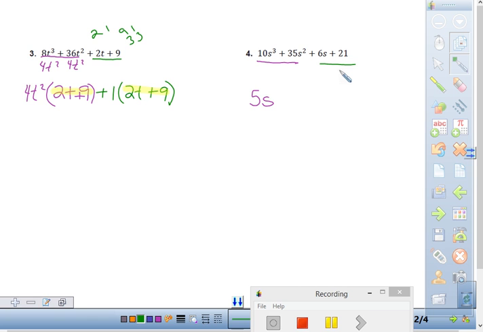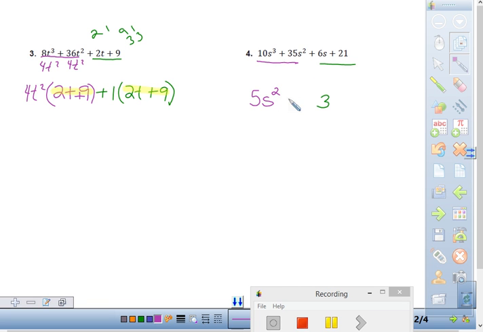In the green, the biggest number I can factor off is a 3, and I can't take any S's off. I think I should have put S squared on the pink.